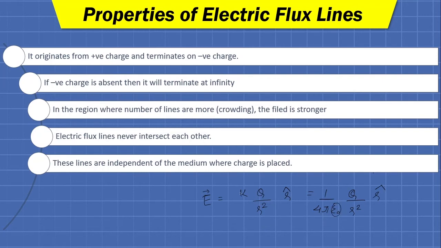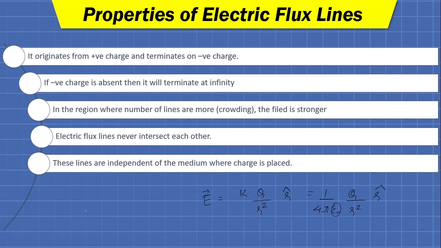But here the concept of electric flux was totally fictitious. Electric flux lines are nothing but a number of lines by which we are just representing the field. Now the selection of the number of lines has nothing to do with the medium or permittivity or any other property of the medium. So these flux lines are independent of the medium where the charge is placed.